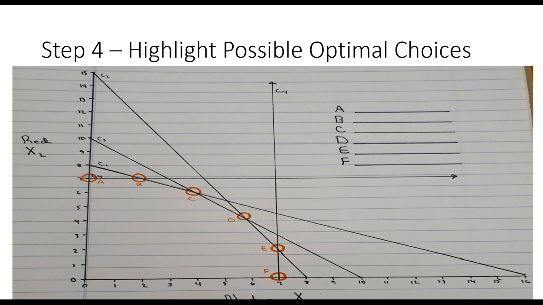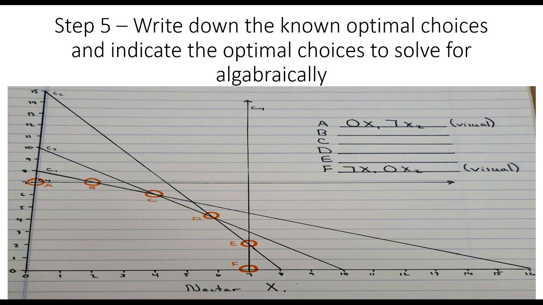Now, what we do is we write down our known optimal choices, and then we indicate the optimal choices that we have to solve for algebraically. We know point A because we can see it, 0, 7. We know point F because we can see it, 7, 0. But B, C, D, and E aren't known to us.